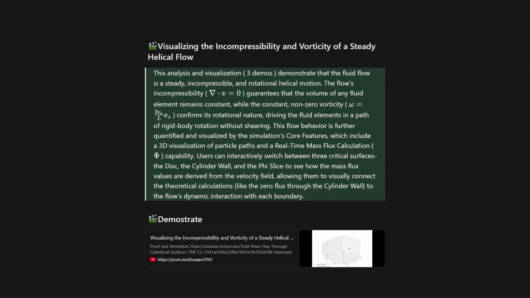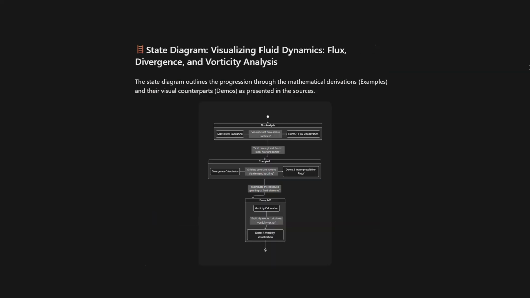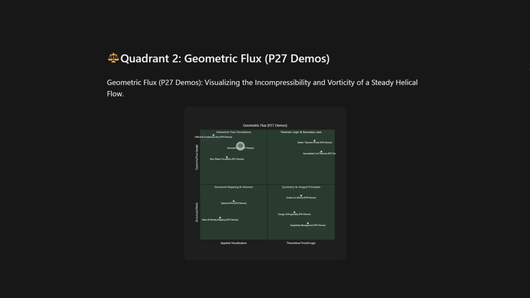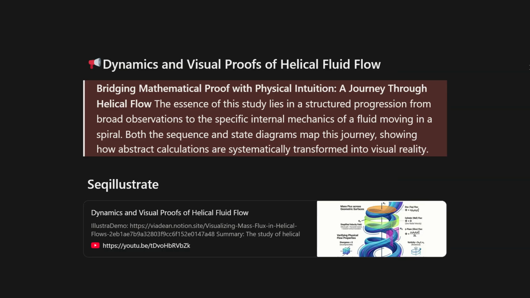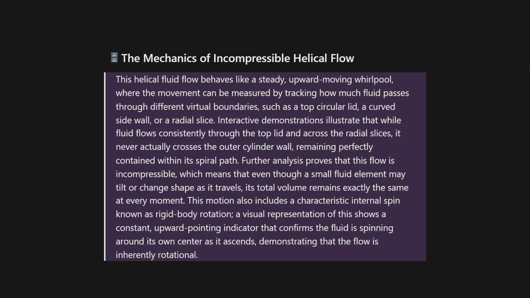The Total Mass Flux project uses high-fidelity simulations to prove these points. By tracking individual fluid elements, the visual tools show that while the fluid might shear and deform, its total volume remains unchanged. These interactive demos allow observers to toggle between different surfaces, transforming mathematical derivations into a clear, kinetic reality of how mass moves through space.